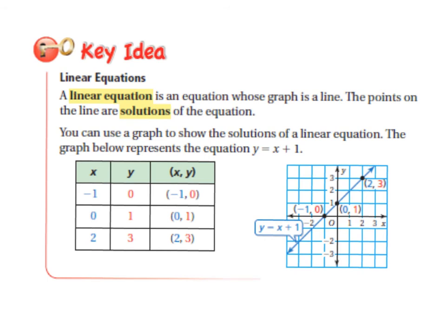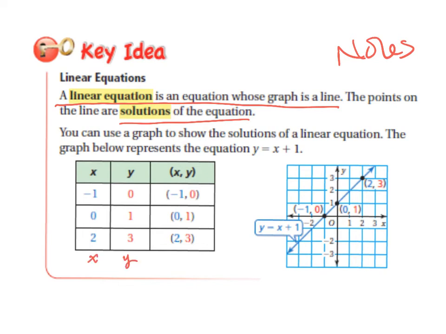So here is what I expect to go into your notes. We're going to define linear equation. A linear equation is an equation whose graph is a line, and the points on the line are solutions of the equation. This is just an example, but you've got your x column and your y column. So then here's your ordered pairs, and you put them on the graph and draw a straight line through. Pause the video if you need to rewrite this in your notes decently. Let me make that a T.